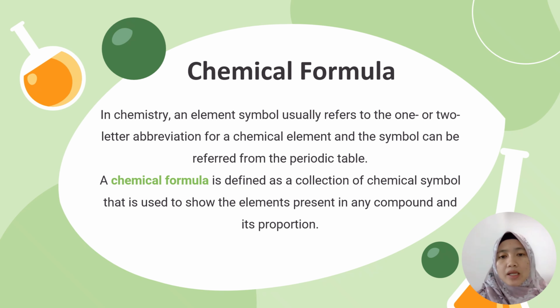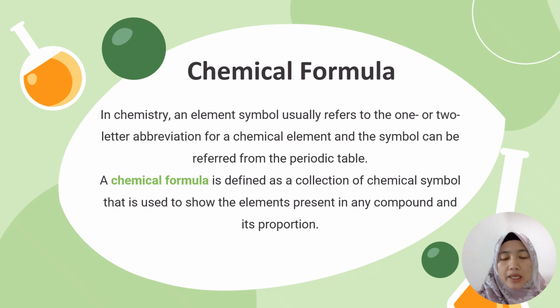In chemistry, an element symbol usually refers to the one or two letter abbreviation for a chemical element, and the symbol can be referred from the periodic table. For example, for copper, the symbol is Cu. For hydrogen, the symbol is H. For helium, the symbol is He. For magnesium, the symbol is Mg.